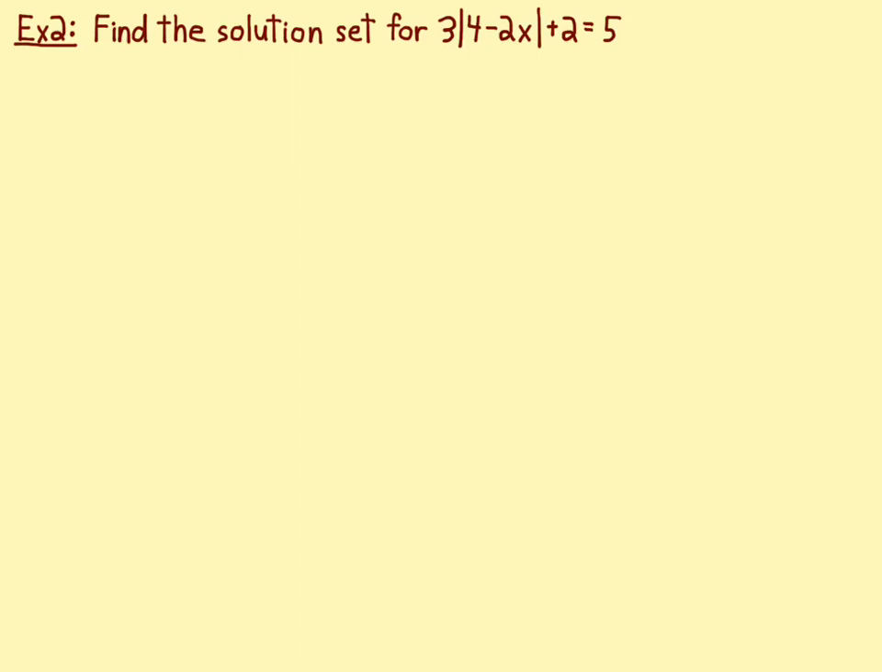You'll find throughout the course there's things called standard form, and they differ depending on what you're talking about. But the standard form for the absolute value equations is the absolute value part is alone on one side of the equation, and everything else is on the other side of the equation. So the first thing I need to do is subtract the 2, right?